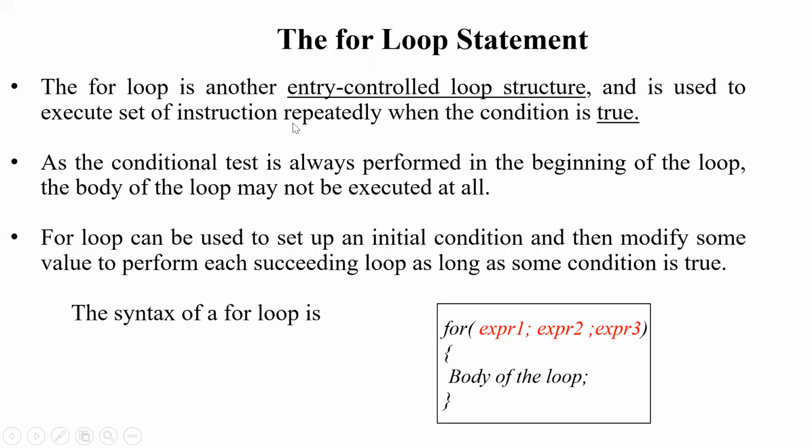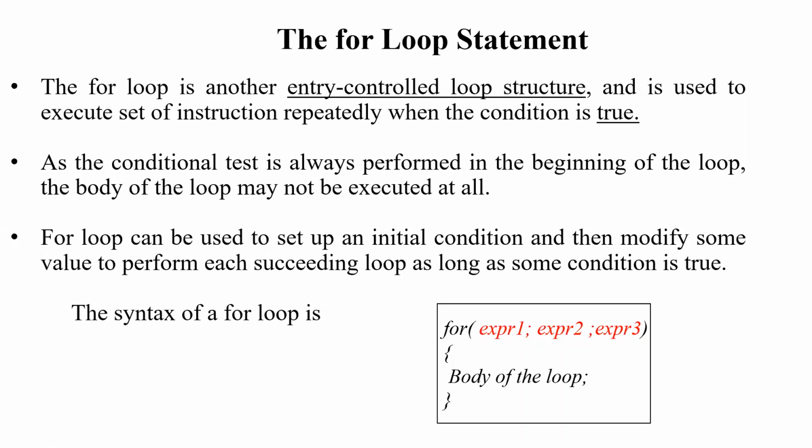The for loop is another entry control loop structure. As we had seen with the while loop, the for loop is also an entry control loop structure, and it is used to execute a set of instructions repeatedly when the condition is true.